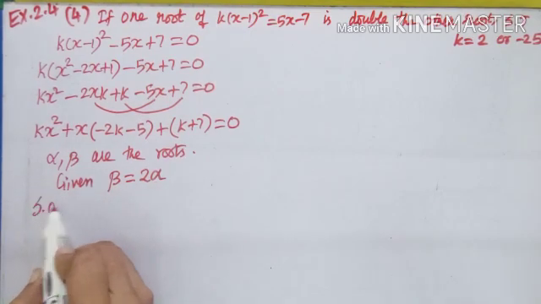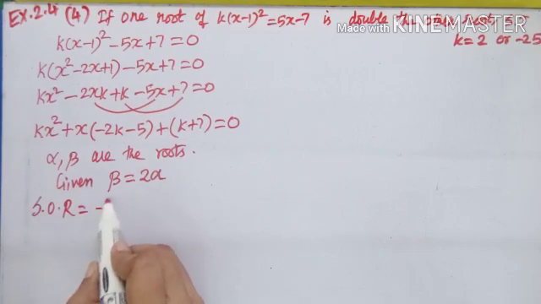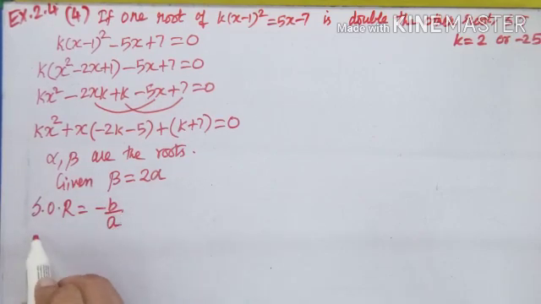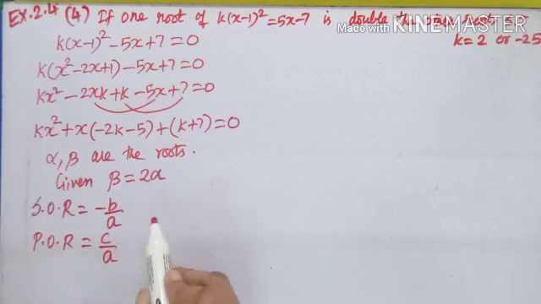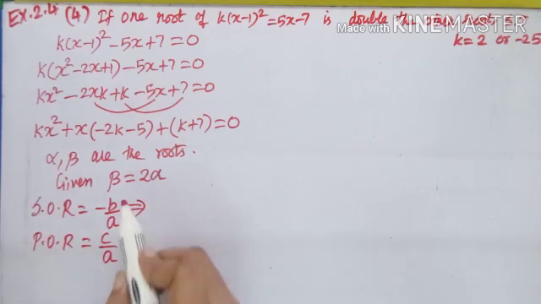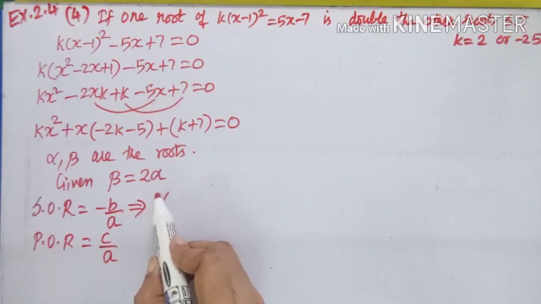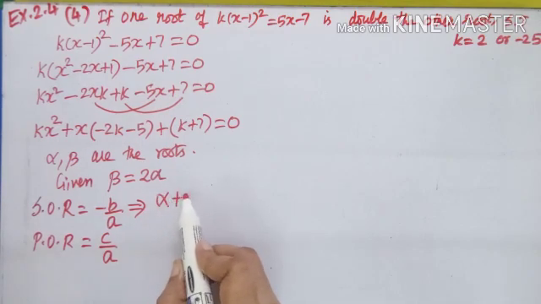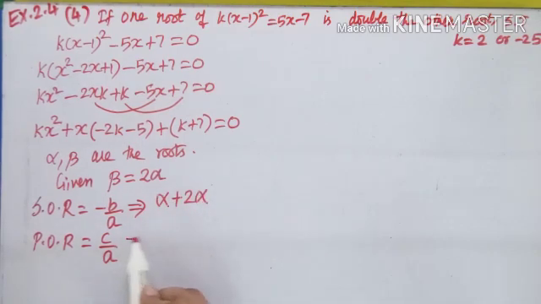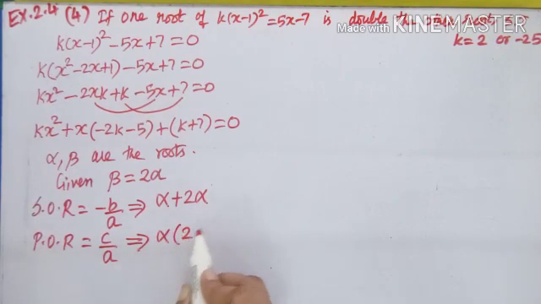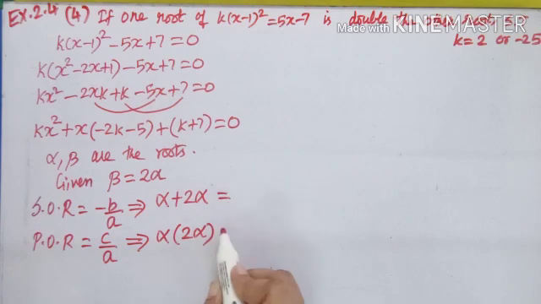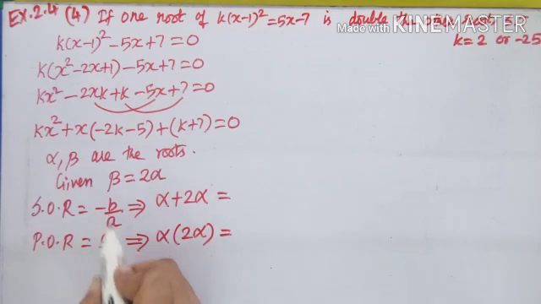Now I want to write sum of the roots. The formula is minus b by a. Product of the roots, the formula is c by a. This implies sum of the roots. One root is alpha, another root is 2 alpha. Product of the roots. One root is alpha, another root is 2 alpha equals to minus b by a.